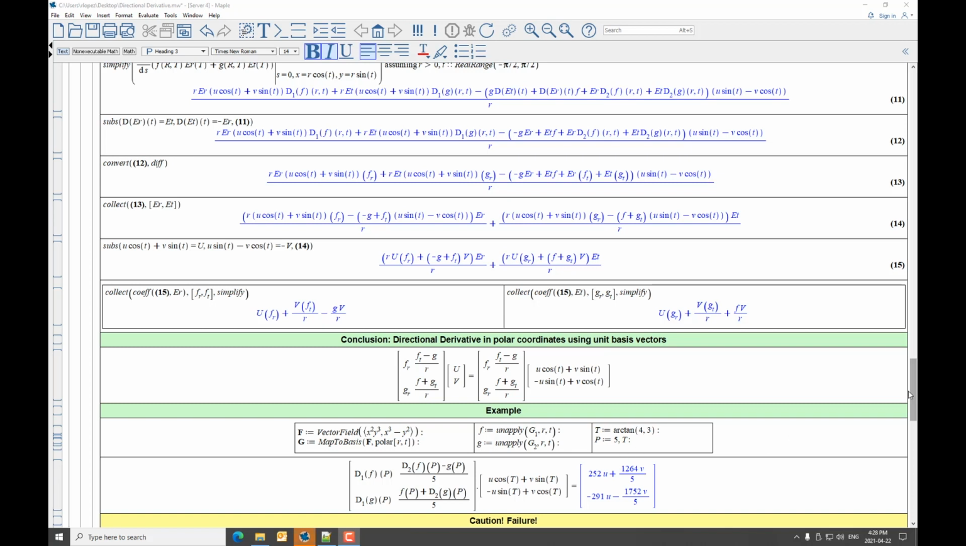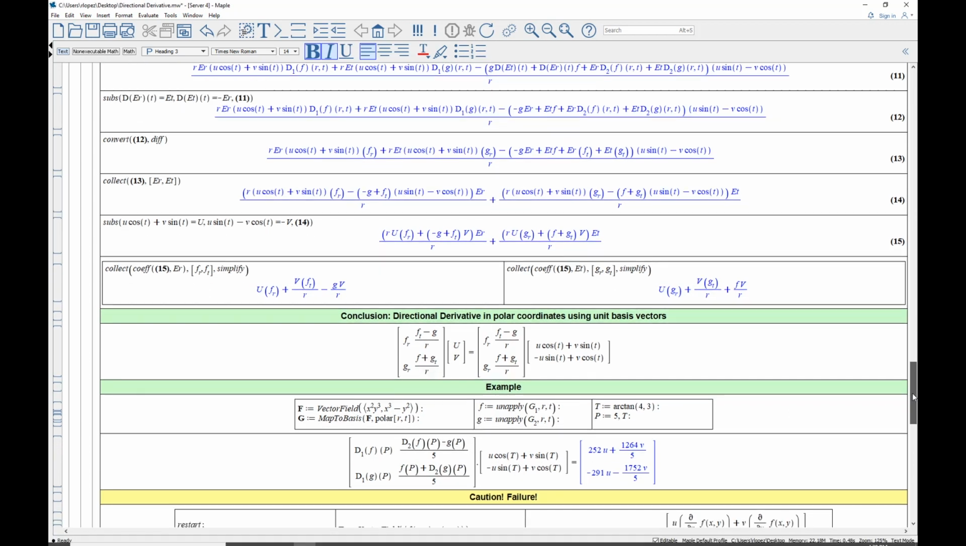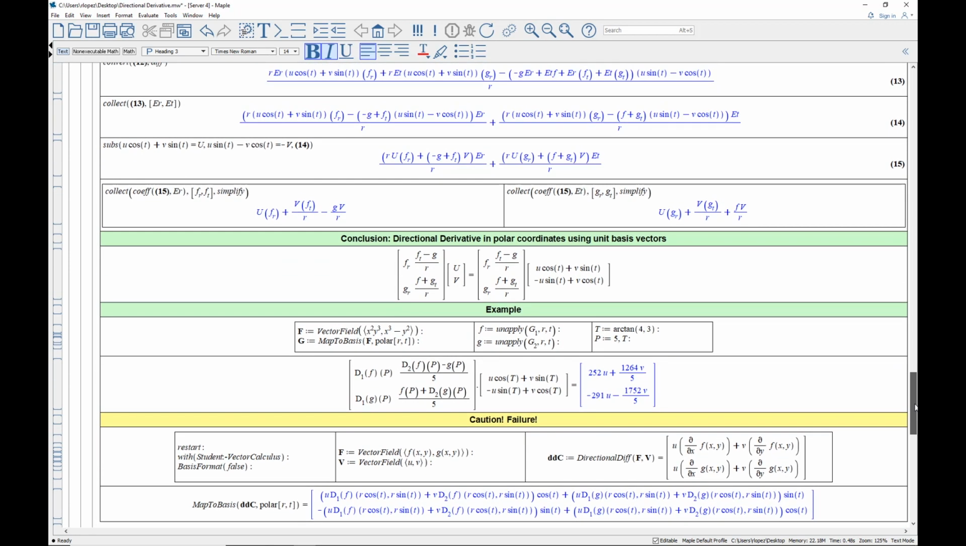But here's a question. That's why it's in yellow. This is something that didn't work. And it plagued me for a very long time because I thought it was something wrong. So we have a Cartesian vector field, Cartesian direction vector. Take the directional derivative. This is what it looks like in Cartesian coordinates. And I said, let's just map that to polar coordinates. And so this is a mapping to polar coordinates.